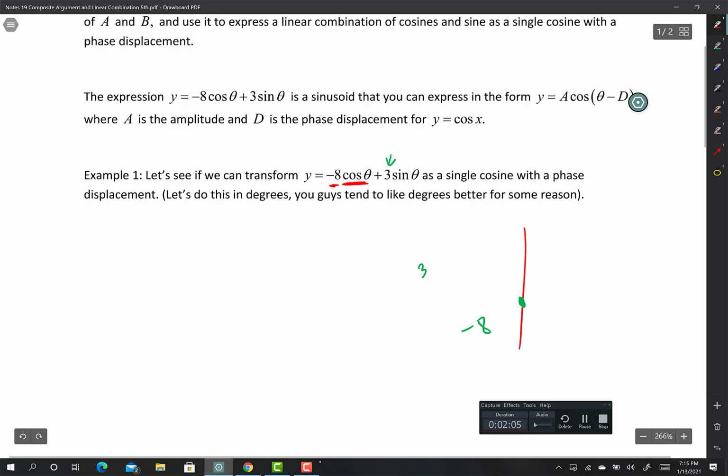Oh, major fail. I just deleted everything. So yeah, -8 is this much, 3 is this, and this is what I'm talking about.